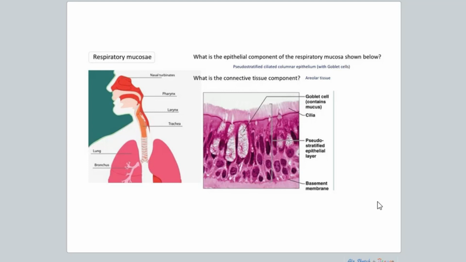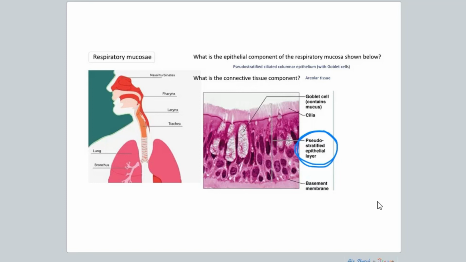Now let's look at some respiratory mucosa, the mucous membrane of the respiratory tract. For most of the respiratory tract, this is what the mucous membrane looks like. This up here is our epithelial component. What type of epithelium is that? It looks like it could be stratified, but it's actually not. This is pseudostratified columnar epithelium.